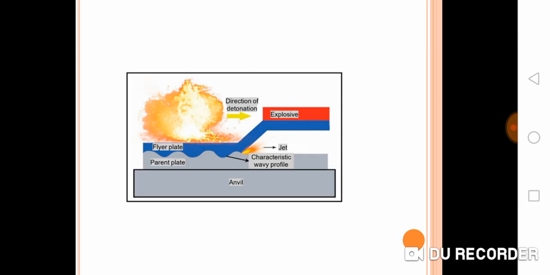Now this figure shows the basic things regarding the explosive welding setup. You can see here there are two plates, the flyer plate and the parent plate. One is in blue and another one is in gray. Basically those are the two plates which are going to be joined. Now the explosive will be distributed over the flyer plate, the blue plate, and when the detonation happens, that portion will come and strike the stationary plate, that is the parent plate. Then the joint happens at the interface. This we will discuss in detail later.